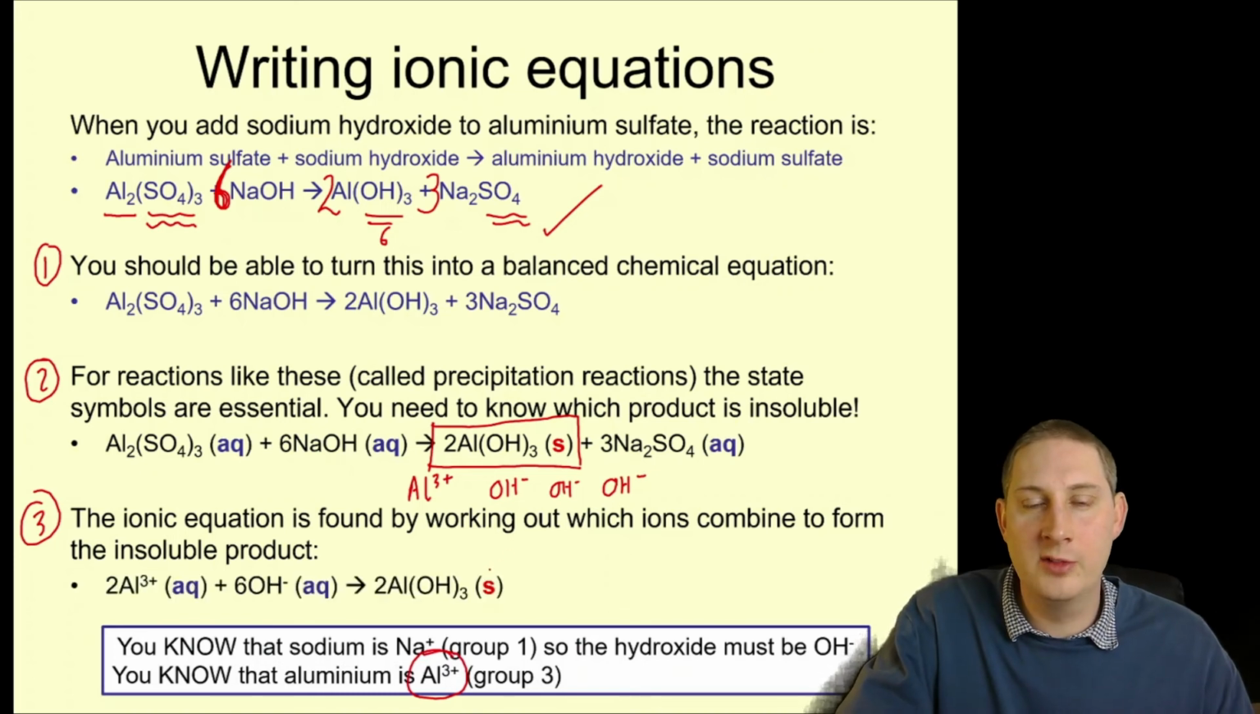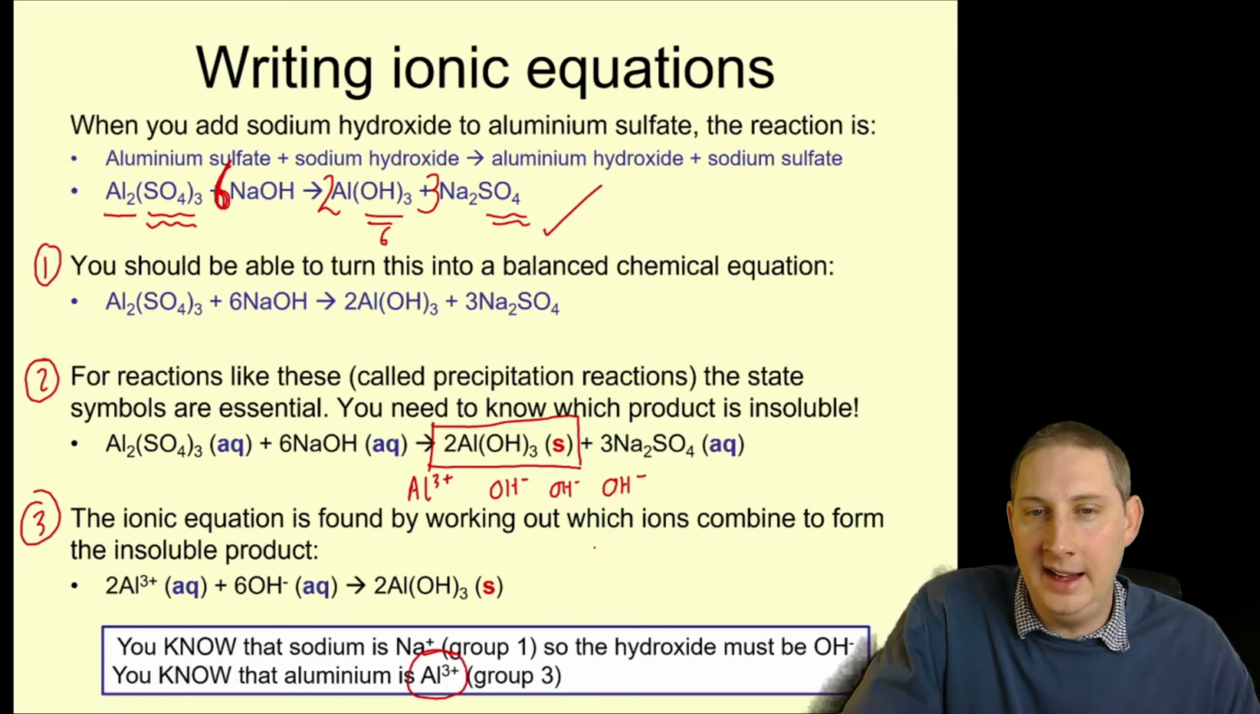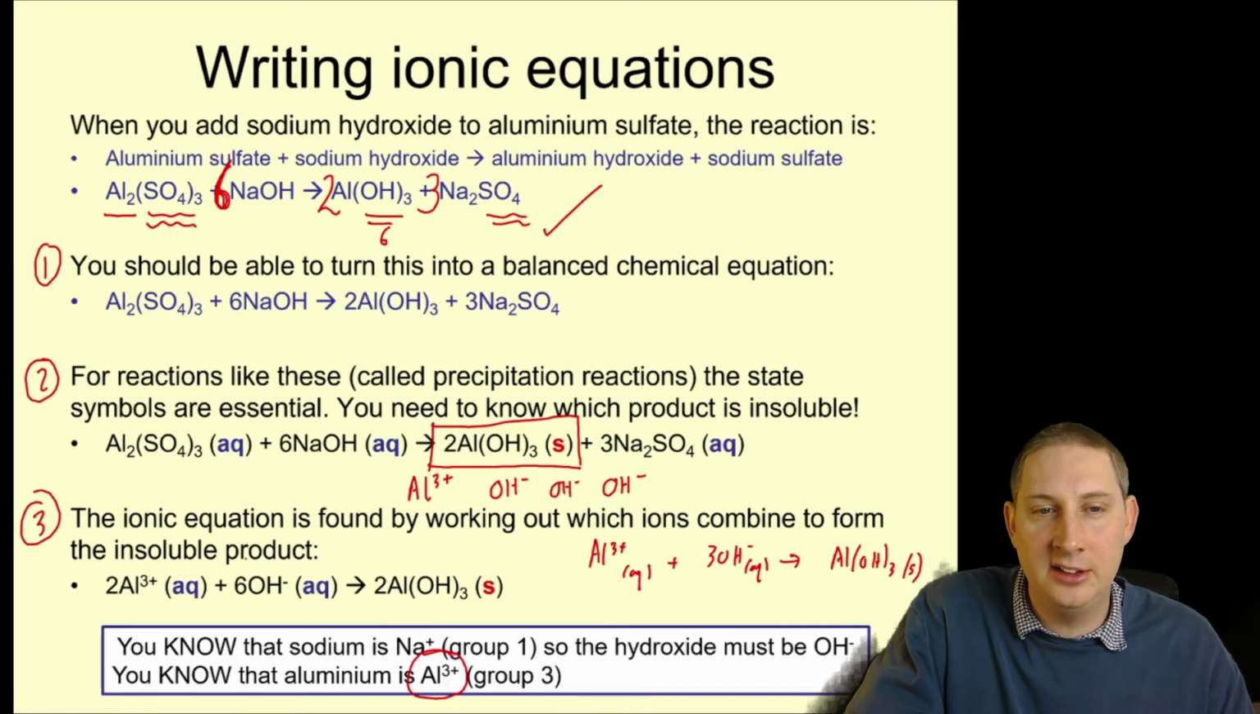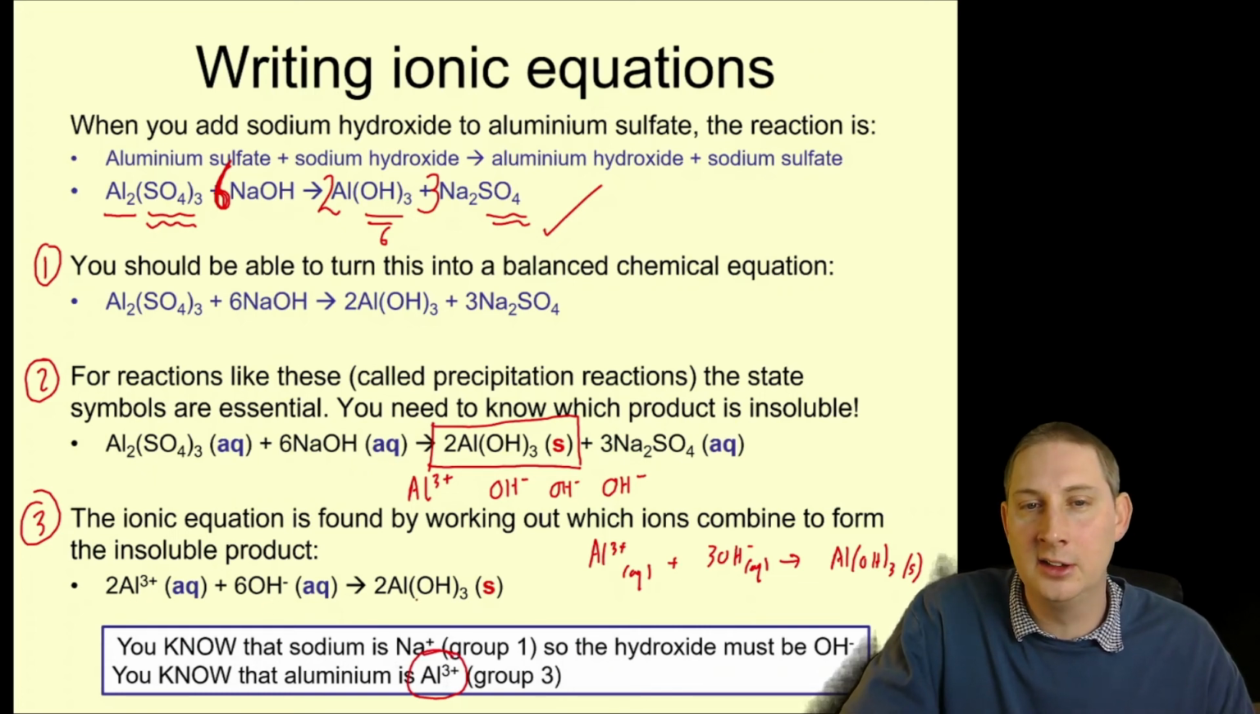So the overall reaction here is either that 1 aluminium and 3 hydroxide ions forms 1 Al(OH)3 particle, or, as I've written down here, you may have said 2 aluminium ions and 6 hydroxides formed 2 aluminium hydroxide particles. Either one of those is fine.